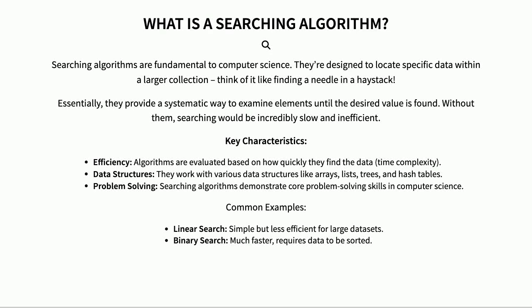Okay, let's talk about searching algorithms. They're a really important building block in computer science. Think of them as your detective tools for finding specific information within a bigger collection of data. They provide a structured way to look through everything until you find what you're after. It's all about efficiency and choosing the right algorithm depending on how big the data set is and the type of data structure it's stored in. Some basic examples include linear search, which is straightforward but can be slow for large amounts of data, and binary search, which is much faster if your data is already sorted.